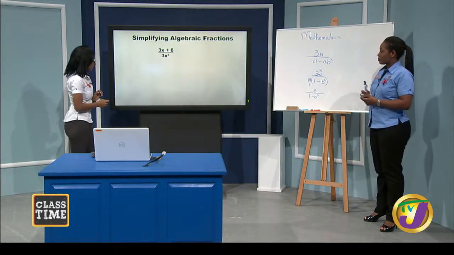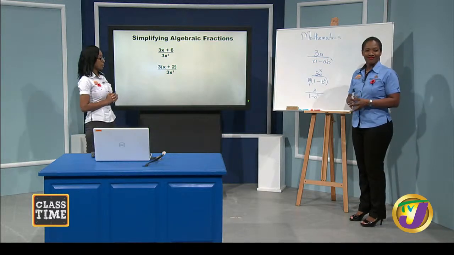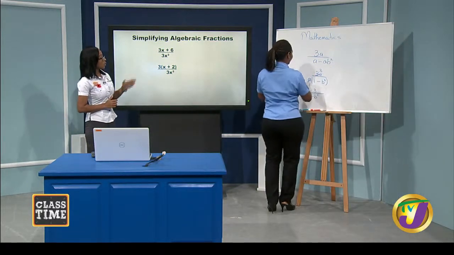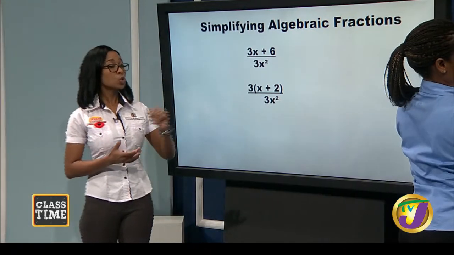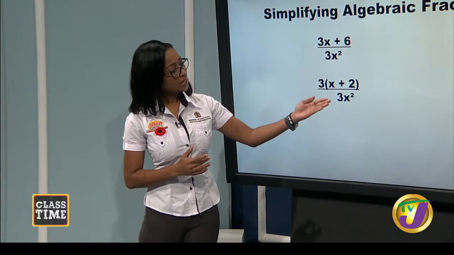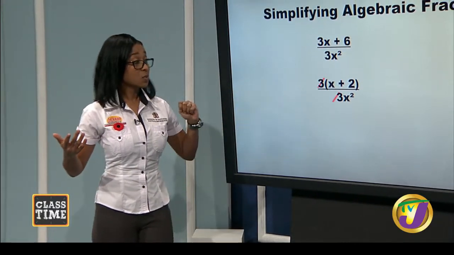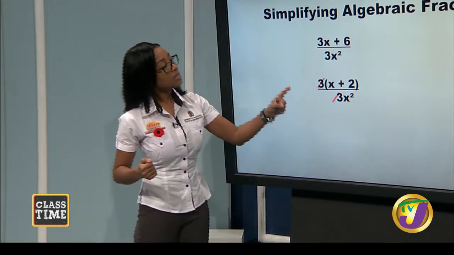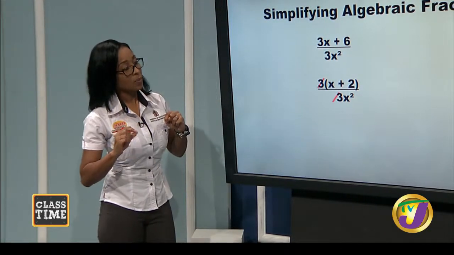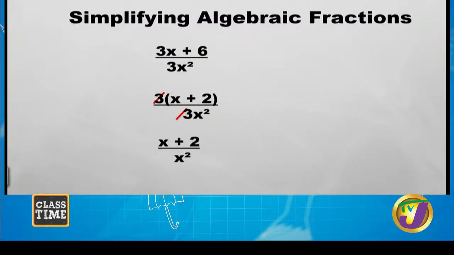That would be our numerator. And our denominator would still be 3x squared. Now, when we take a look here, we have 3 open bracket x plus 2 all divided by 3x squared. Let's look at our numerator and denominator. Can we find a common factor between both? Yes, we can. 3. So we're now simplifying our numerator and denominator using the factor 3. So in simplifying now, we have x plus 2 all divided by x squared.